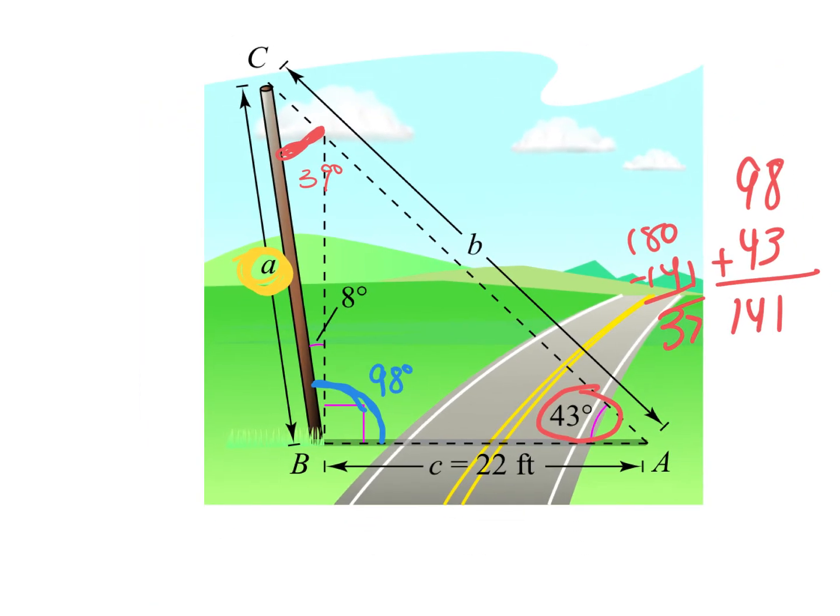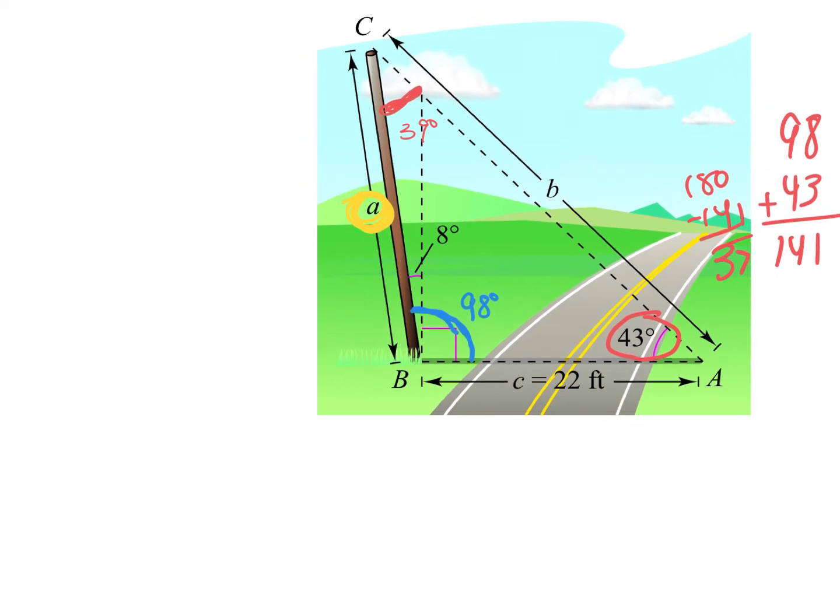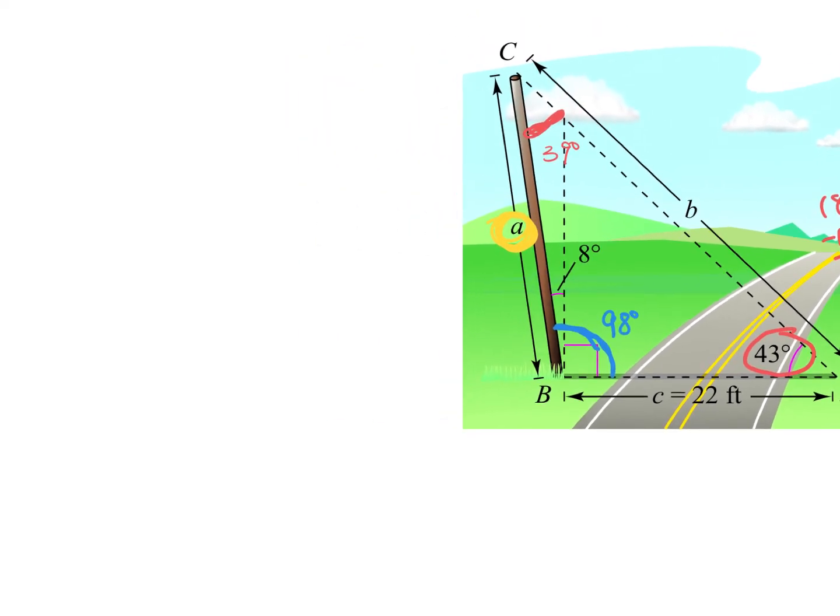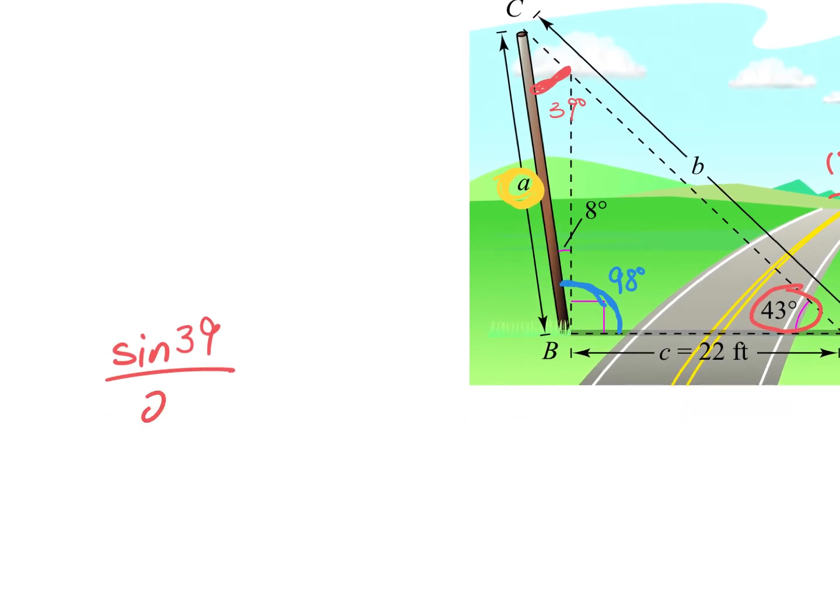Have I answered the question? No, I want to know how tall A is. I'm not solving the whole triangle. I just want to know how long A is. So what is the side now and the corresponding angle that I have to use as a proportion? I have C. I have angle C, so I have the sine of 39 over how long is side C? 22 equals what over what?